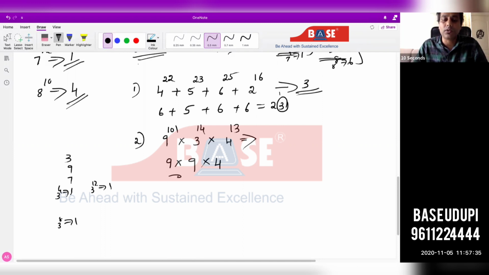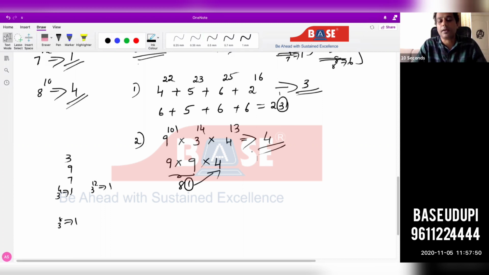So what does 9 into 9 end with? 81 ends with 1. 1 into 4 ends with 4. See, 9 into 9 is 81. 81 ends with what? 1. You need to take 1 and multiply with 4. 1 into 4 ends with 4.